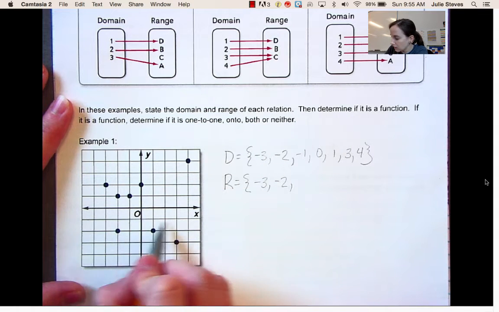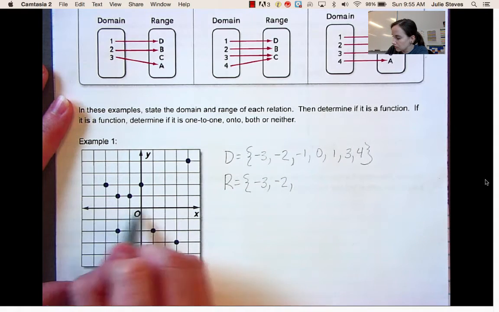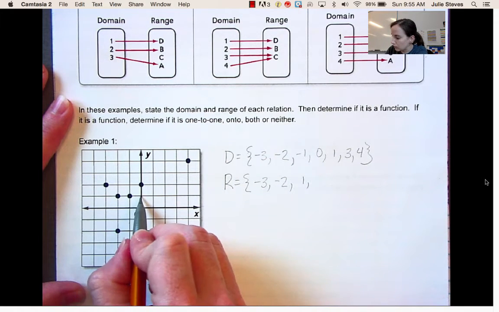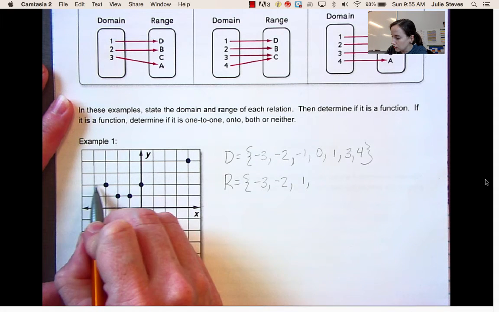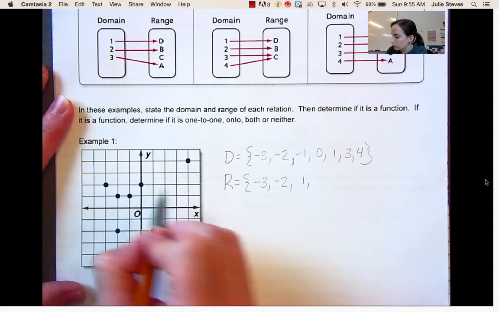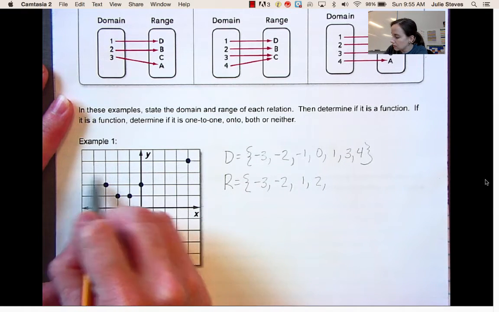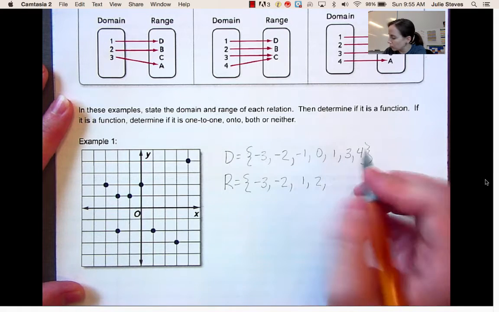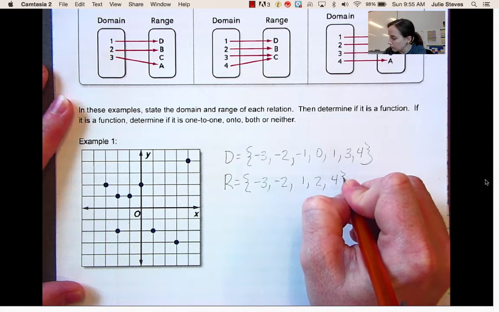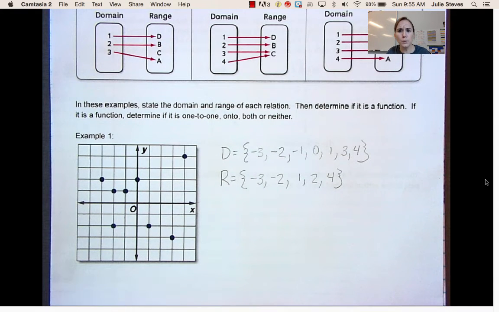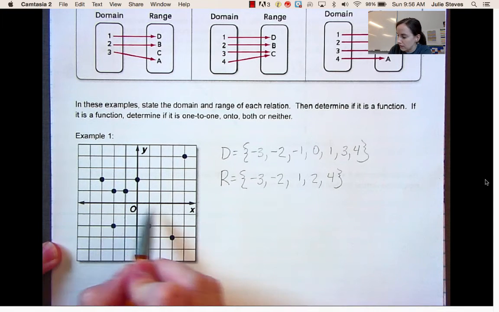-1, there's nothing. 0, there's nothing. 1, I have 2 points, but again, I only have to write it down once. At 2, there are 2 points. I only have to write it down once. At 3, there is nothing. And at 4, there's 1 point, so I'm just going to write down the 4. So now you have listed your domain and range. We need to determine if it's a function. What you do to determine if it's a function, if you have a graph, is you look at your x values.